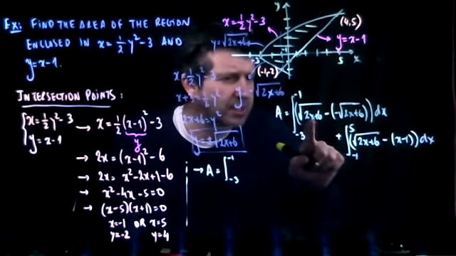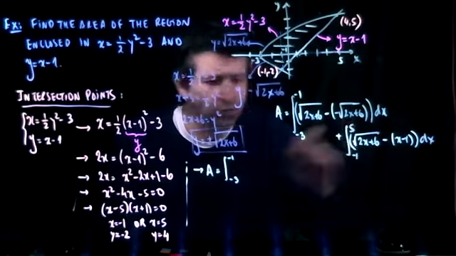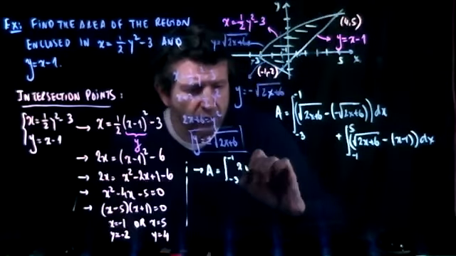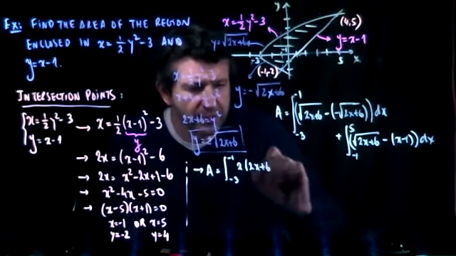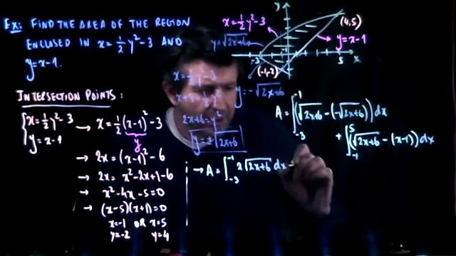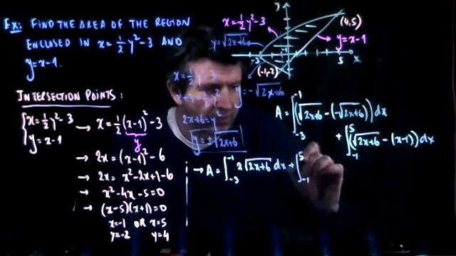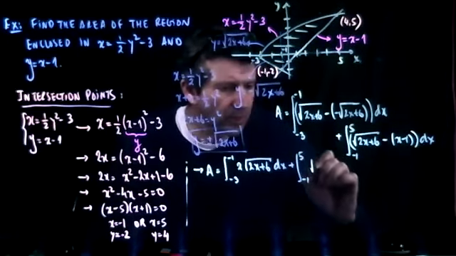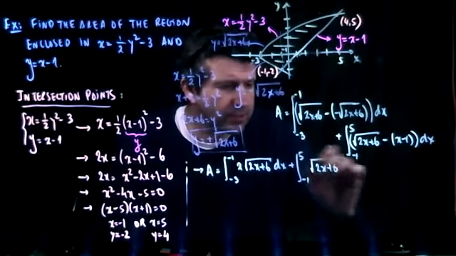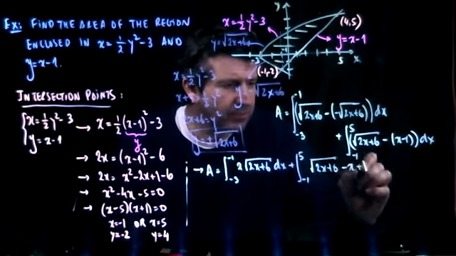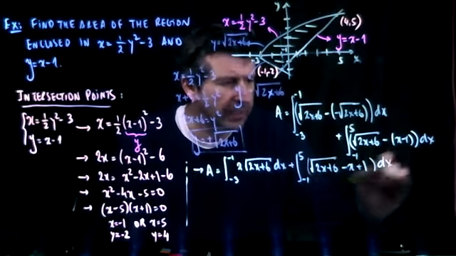So this is basically the square root plus the square root, so 2 times the square root. So 2 times the root of 2x plus 6 dx plus the area from -1 to 5 of the square root of 2x plus 6 minus x plus 1 dx.